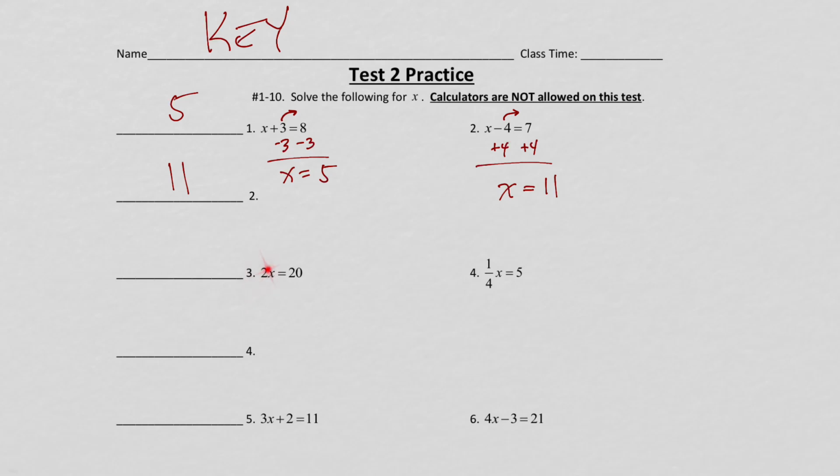Here we want to get rid of the 2. It's being multiplied, so we do the opposite and divide by 2. And 20 divided by 2 is 10.